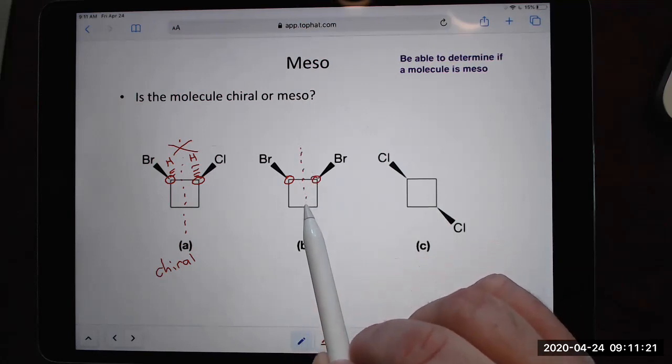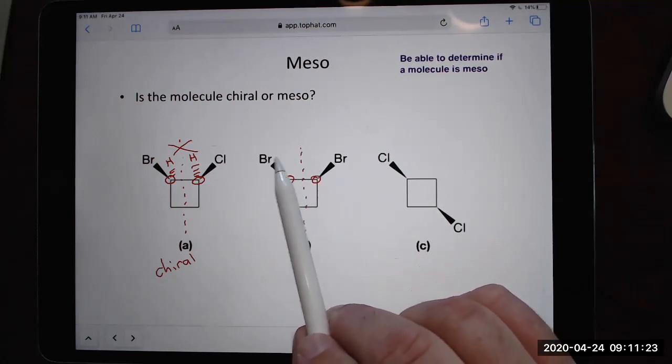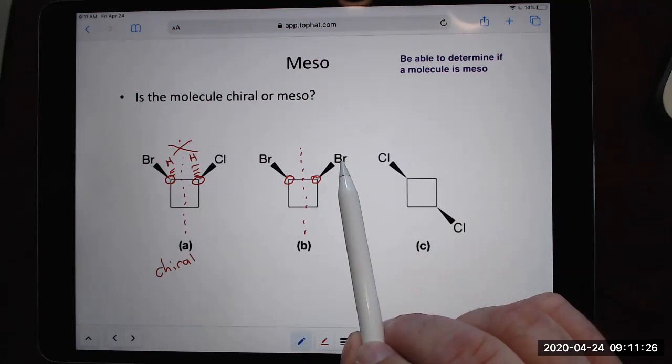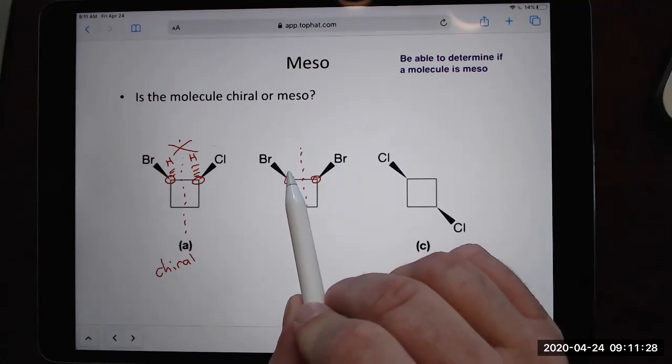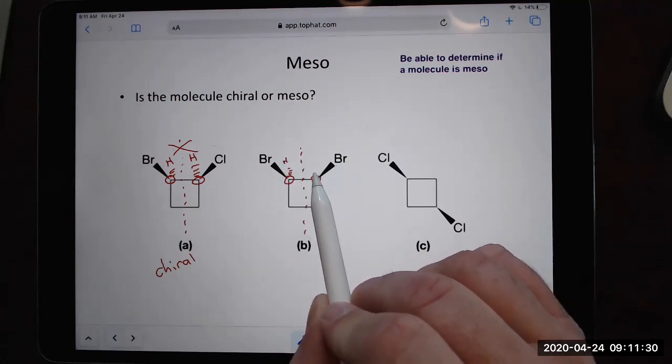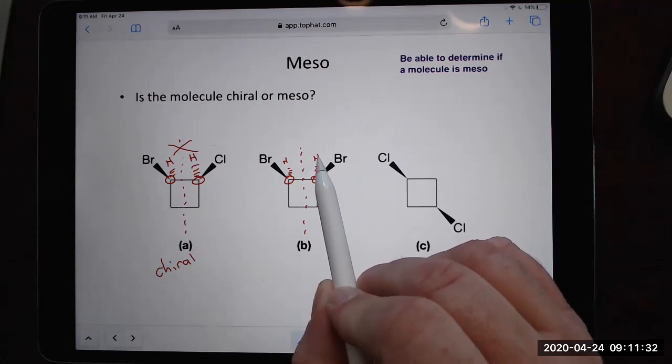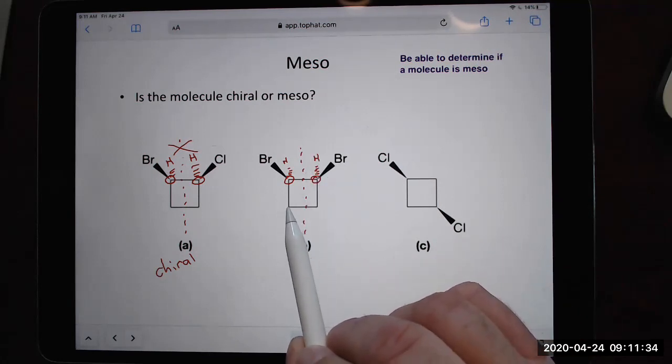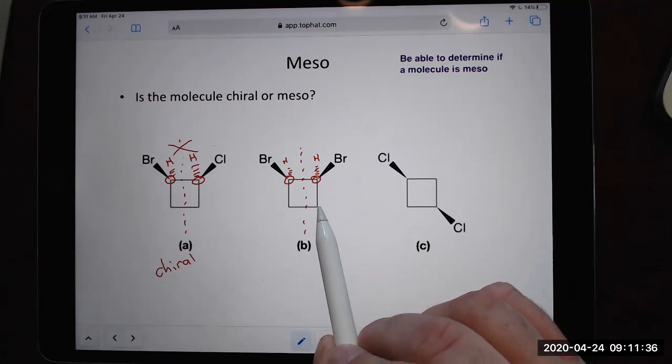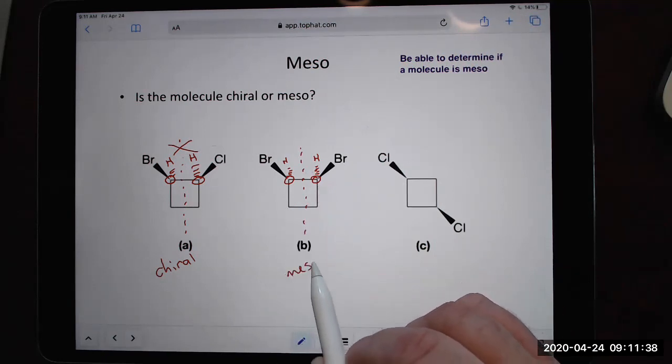Here again, you've got these two chiral centers, here and here. Do we have a plane of symmetry? Yep. If this bromine looks into the mirror, it's going to see that bromine. If this hydrogen looks into the mirror, it's going to see that hydrogen. If this CH2 looks in the mirror, it's going to see that CH2. And so this one is going to be meso.